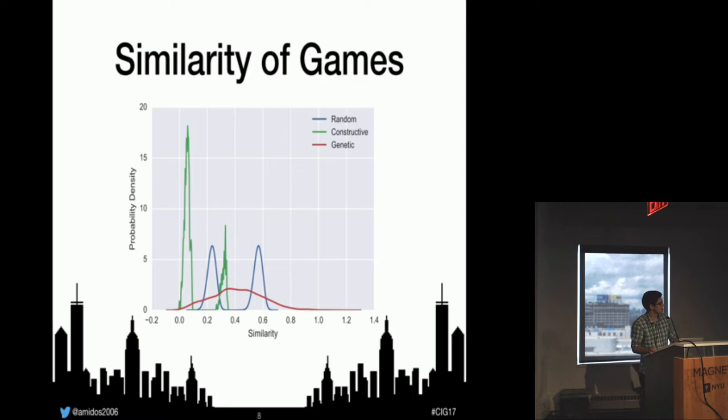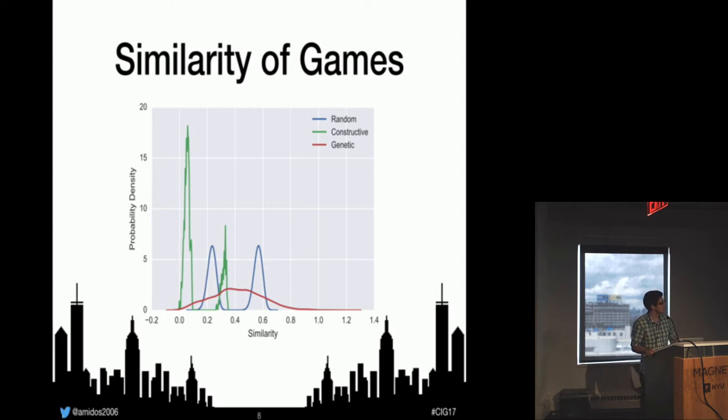And so you see here we have the constructive generator has a very high density, particularly around the 0 and 0.1 area. This is because constructive is built on a template. So basically you have a template kind of game and you don't really differentiate very far from that. The random has a very particular curve. We're not exactly quite sure why that is, but we have a feeling that it has something to do with the fact that we constrained random to having between 2 and 5 rules. So maybe some of those rules are more similar than others.